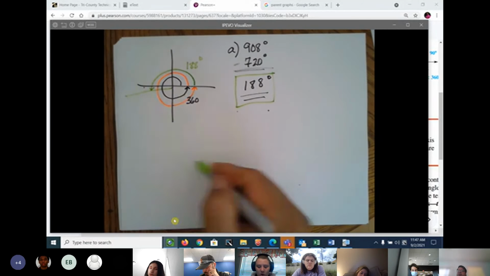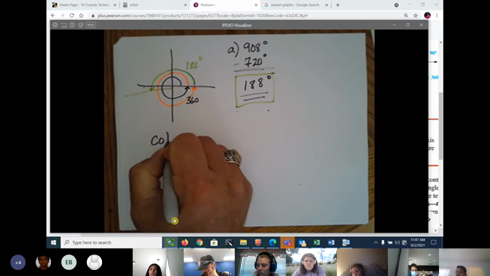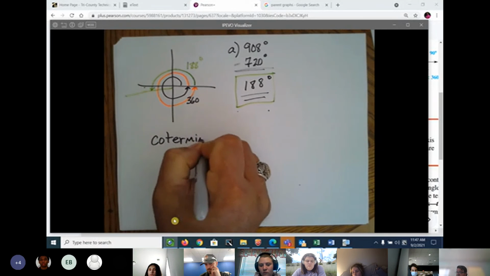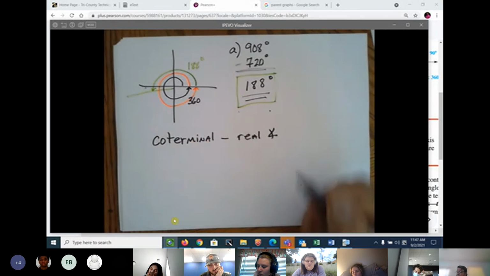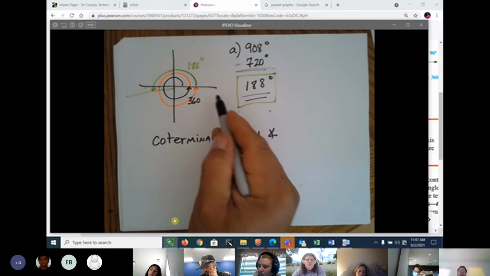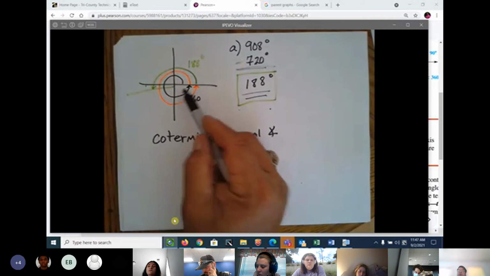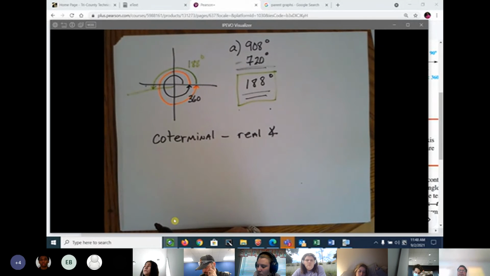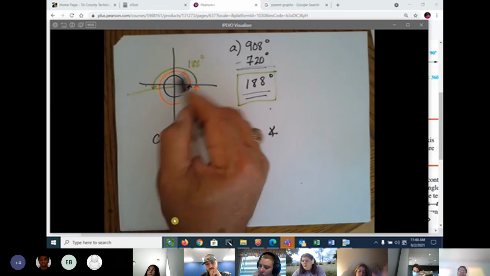Capiche? Did everybody understand? So when you're trying to find a coterminal angle, coterminal means the real angle. Basically, what's the real angle? The real angle is the green, because these revolutions don't mean anything as far as trigonometry, as far as the trig functions. I'm going to find the trig functions for the 188 degrees.